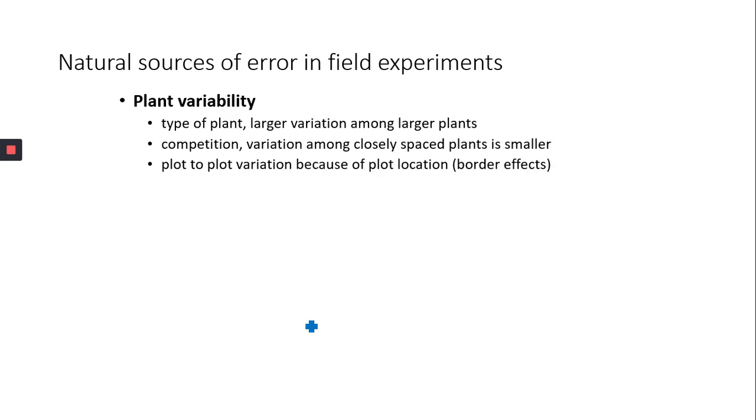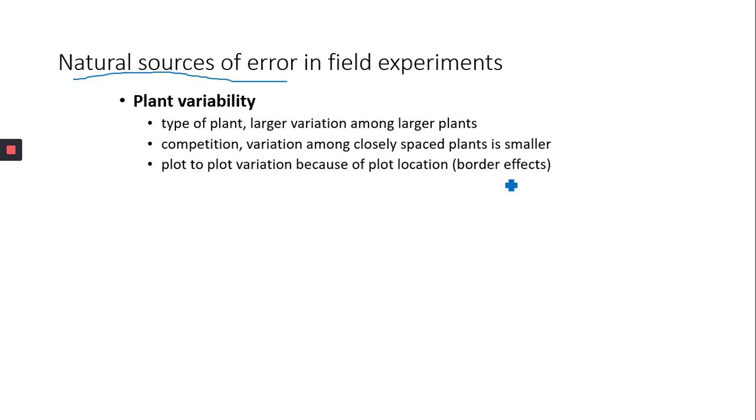Now, I want us to appreciate the fact that when we do an experiment, there are errors. But we want to understand the errors in field experiments, the natural sources. We call them natural because these ones, they come naturally. Now, we have what we call plant variability. Type of plant, larger variation among larger plants. Competition, variation among closed-spaced plants is smaller. Plot-to-plot variation because of plot location, which we call border effects.